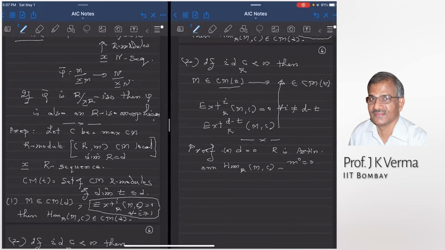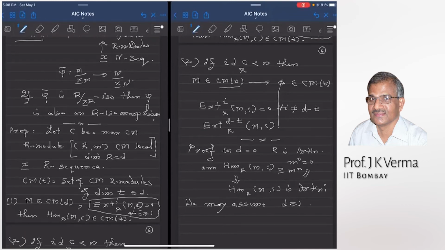So the annihilator of this contains m^n, and this implies that Hom_R(M, C) is also Artinian. It is finite, and it is annihilated by m^n, so it is in fact a finite length module. It is Artinian, and so the first statement is okay for d equal to 0. So we may now assume that d is bigger than or equal to 1.